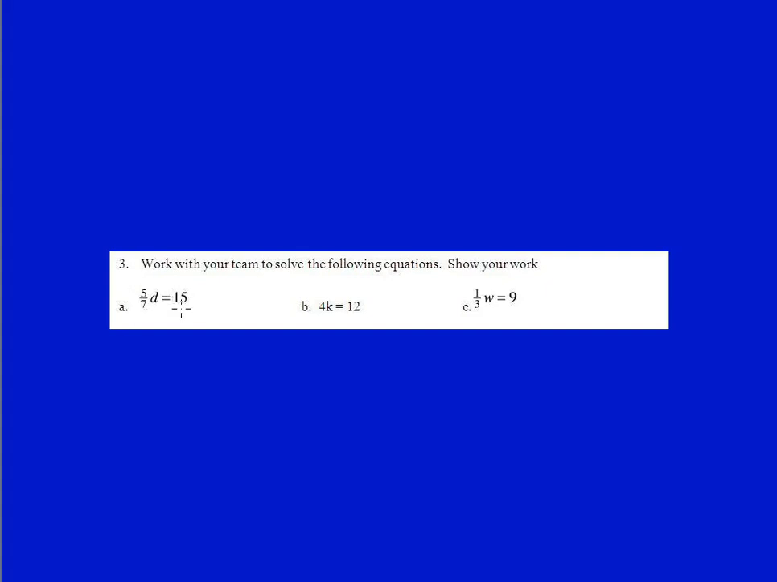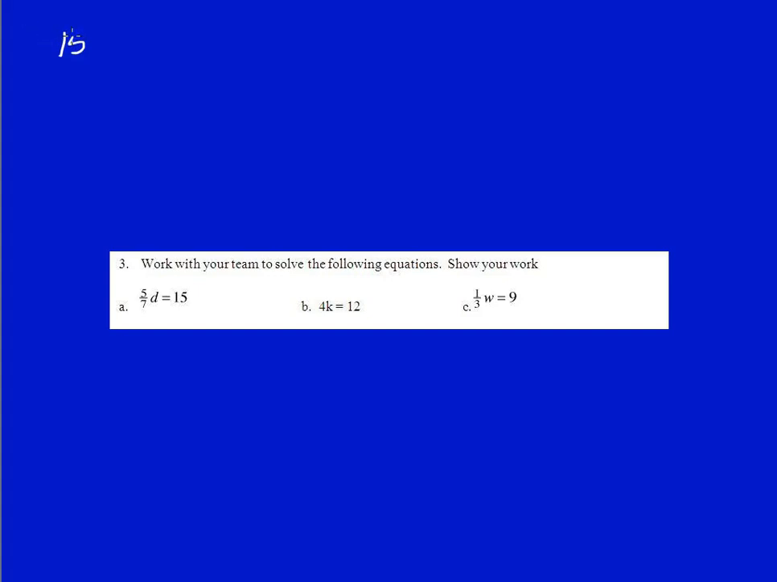So 15 is the number, the mystery number d times 5 over 7. So if we can just get rid of this 5 over 7, then we're going to be left with whatever d is. Another way to think about it is this mystery number d is multiplied by 5 and then divided by 7. And when we do that, we're going to be left with 15. Very few people can do this kind of math in their head, but we can certainly come up with a way to get it.